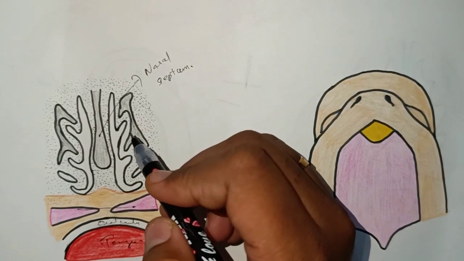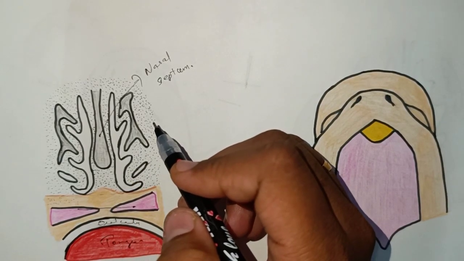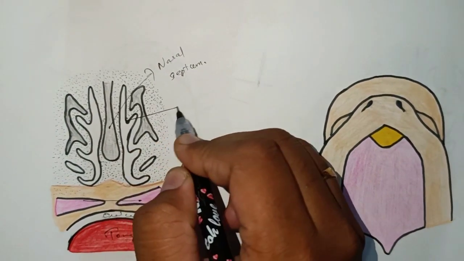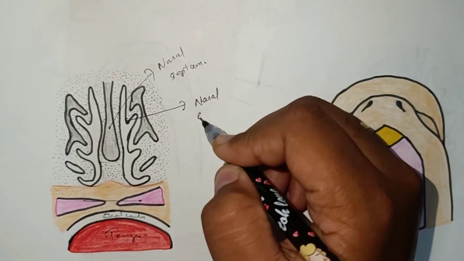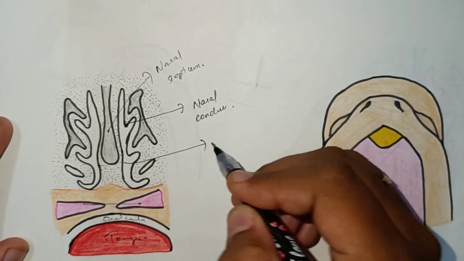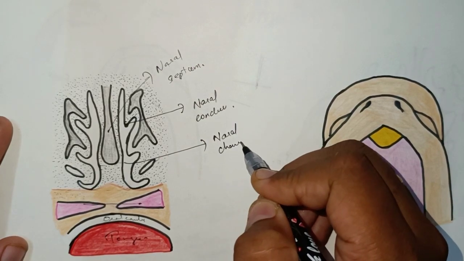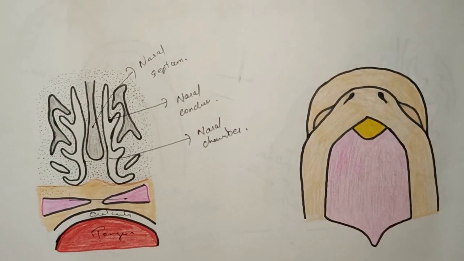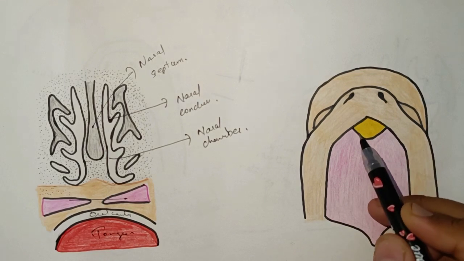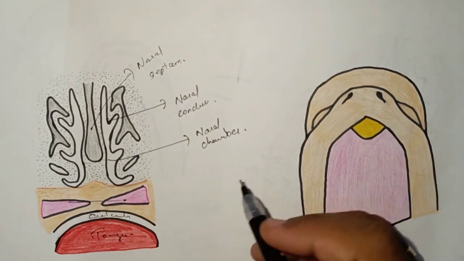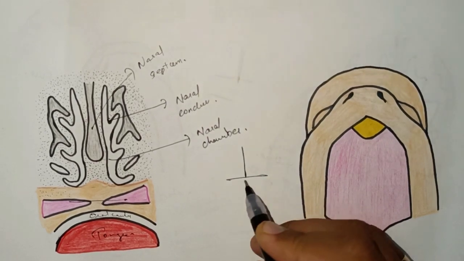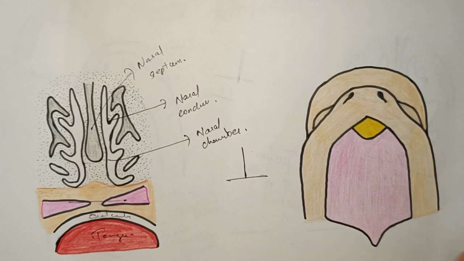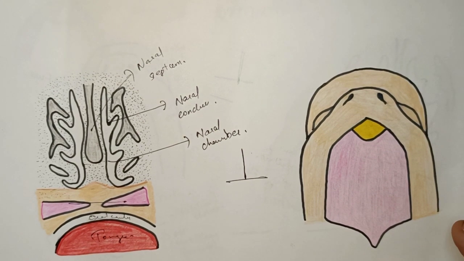You have your nasal conchae on both sides, and the white portion is your nasal chamber. This is your nasal concha. The white portion is your nasal chamber. Fine. Here I have drawn after the fusion of the palate, when the development of the primary and secondary palate has been completed. That's why I have drawn it like this, and the septum also will come and fuse with the palate, and finally it will look like this after the complete formation of the palate.